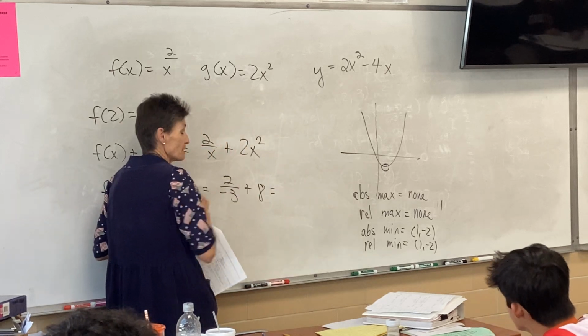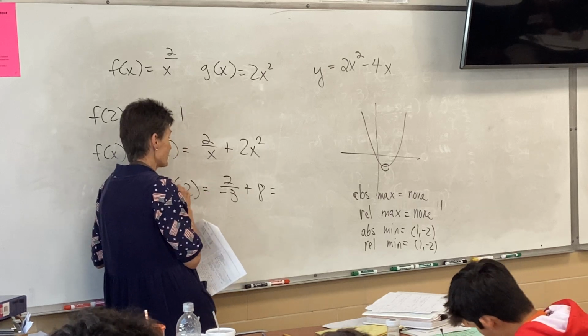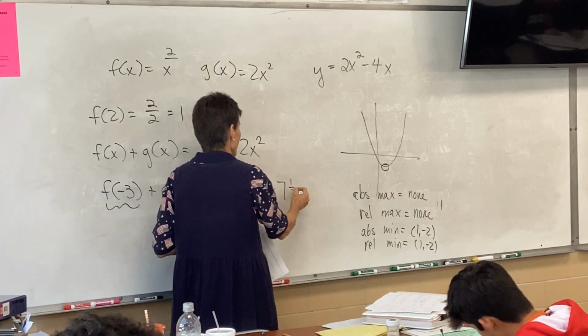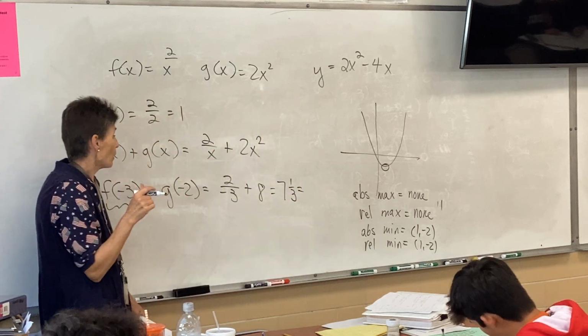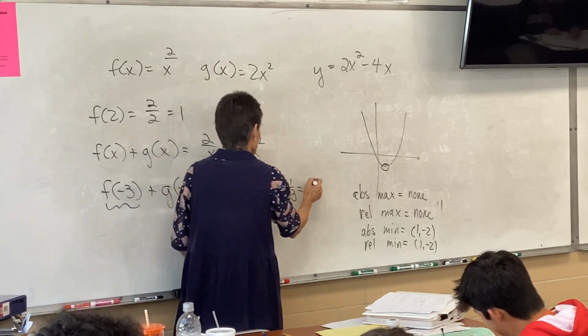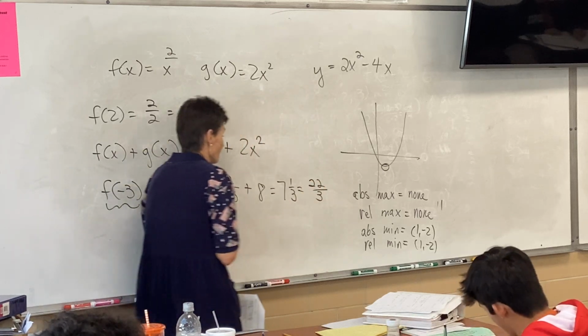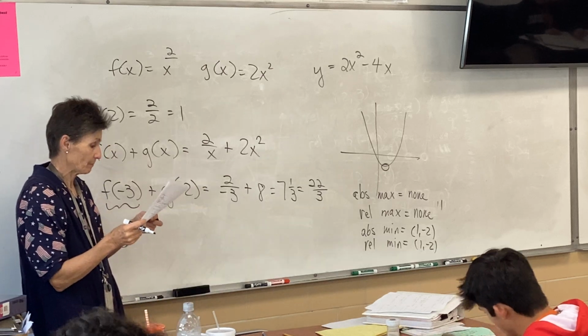So I am going to simplify that because they're numbers. So I'm either going to say 7 1/3, that would be perfectly okay, mixed number, or I could say 22 thirds. Either one would be perfectly fine.